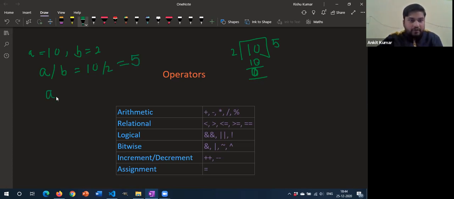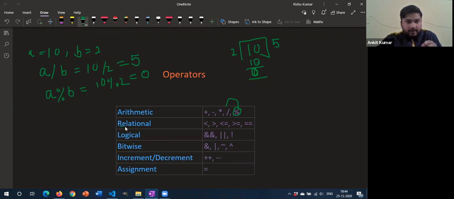But if you write A mod B, then in this case you are doing 10 mod 2. When you use the mod operator, you don't get the quotient, you get the remainder as your answer. So in this case the remainder is 0, so your answer will be 0. This mod operator is very, very important. You will be using it very frequently in your programs. It is very useful, and you should know the difference between these two.